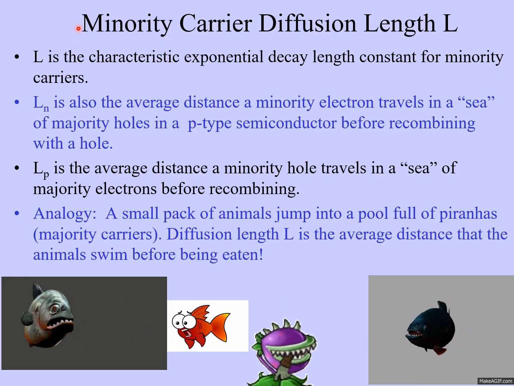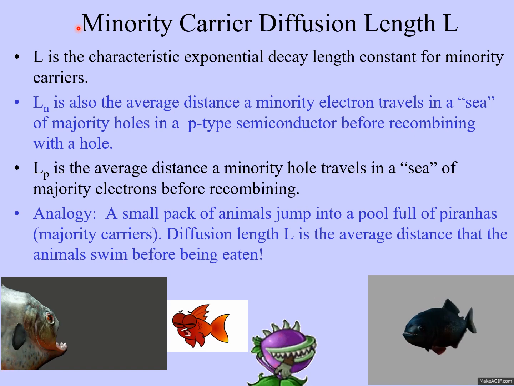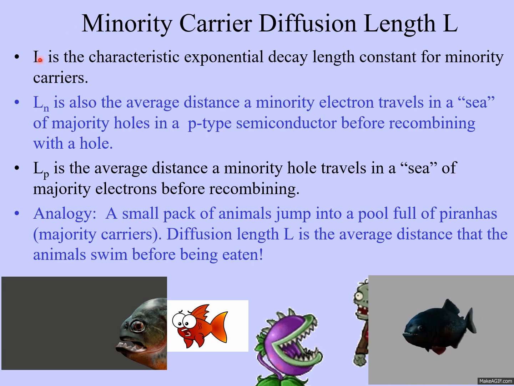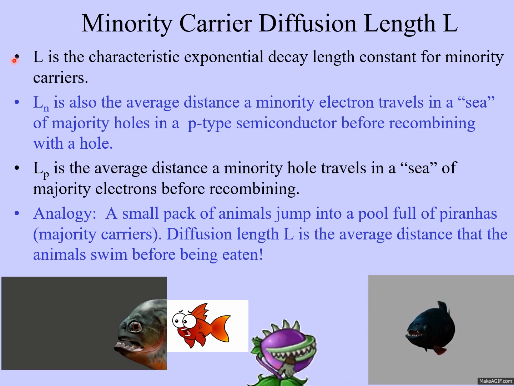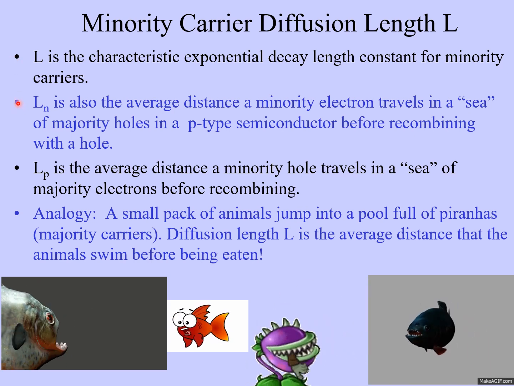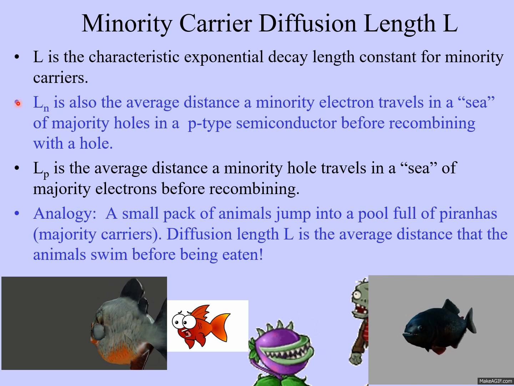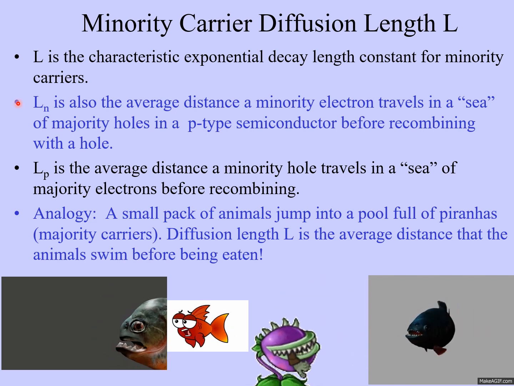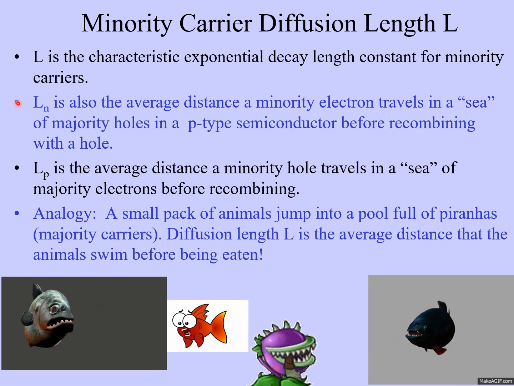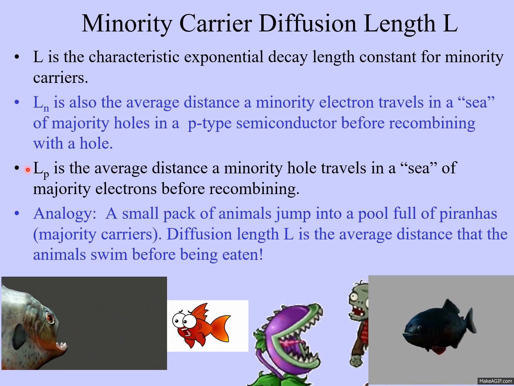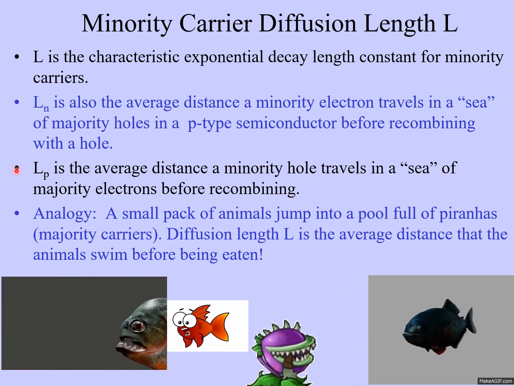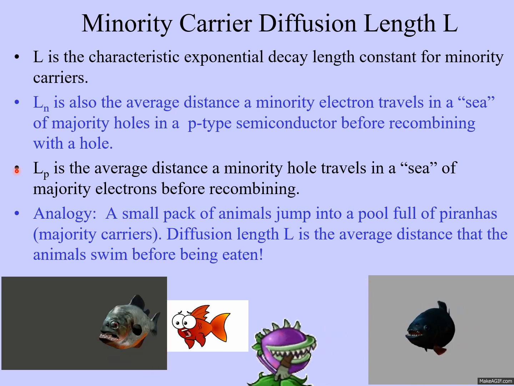We can do the same sort of analogies here. What we mean by minority carrier diffusion length, L, is mathematically the characteristic exponential decay length constant for minority carriers. It also represents the average distance that a minority carrier electron travels in a sea of majority holes in a p-type semiconductor before it recombines with a hole. Likewise, Lp is the diffusion length for holes. It's the average distance that a hole travels in an n-type semiconductor before it recombines.